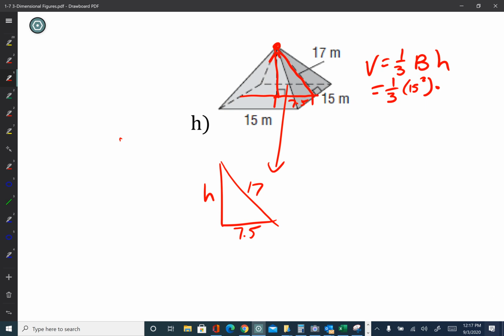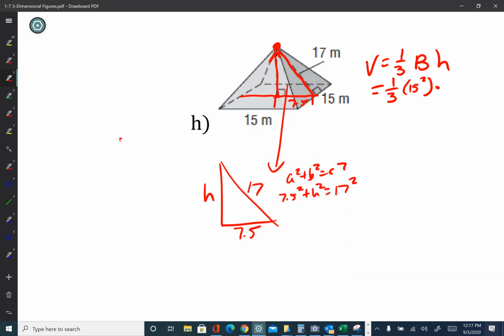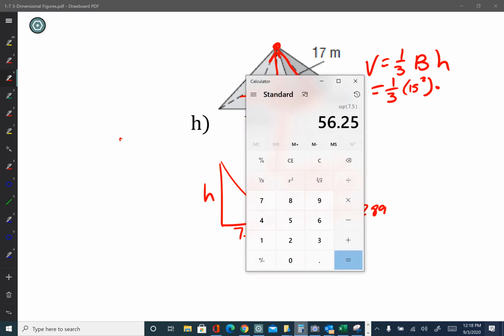So we could use the Pythagorean theorem, right? We could say a squared plus b squared equals c squared. So we could say 7.5 squared plus h squared is equal to 17 squared. And then we could just do the algebra for that, right? Let's see, 7.5 squared is 56.25, plus h squared is equal to 289, because that's what 17 squared is. Subtract, minus 289.